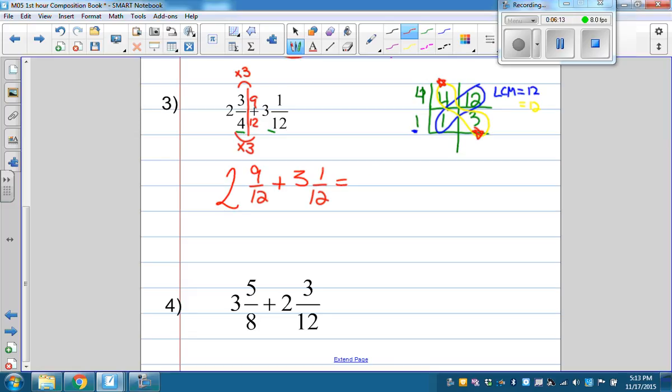That's equal to 5 and 10/12, which can be reduced because both 10 and 12 are divisible by 2. So our final answer is 5 and 5/6.